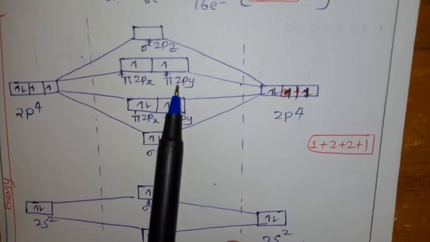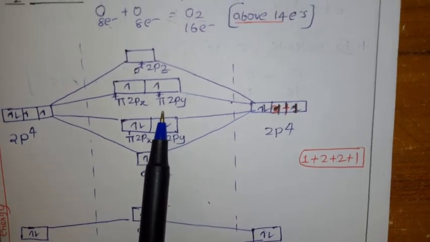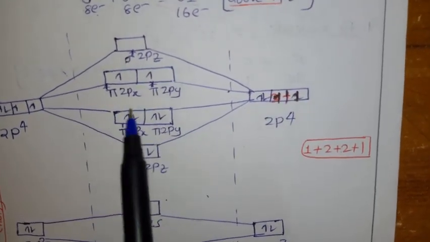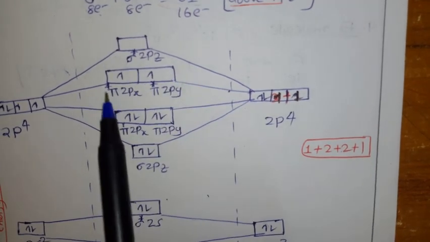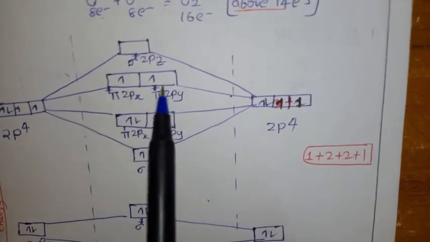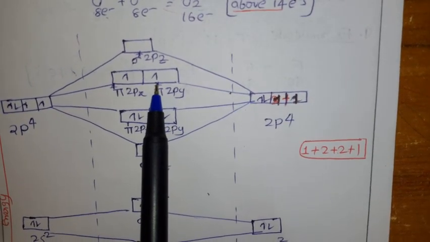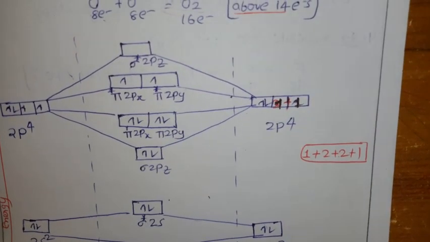Now, the molecule nature: diamagnetic or paramagnetic? This is paramagnetic. Why? Because in the antibonding we don't have paired electrons here. The electrons are not paired. So, the molecule nature is what? Here it is paramagnetic.